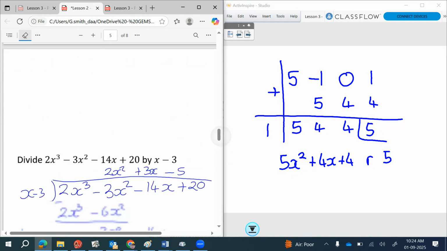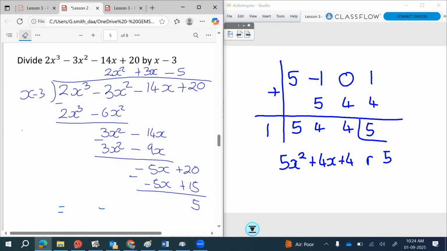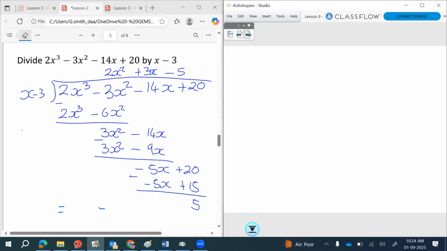Is there always a remainder? Not if it's a factor, it would be remainder 0. If you're dividing by x minus a and a is a factor, you get remainder 0. Try to do this one for yourself using synthetic division.